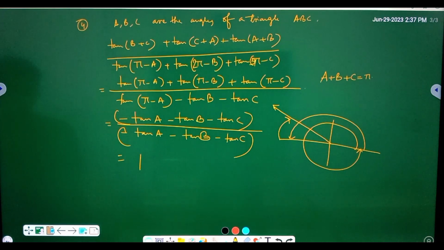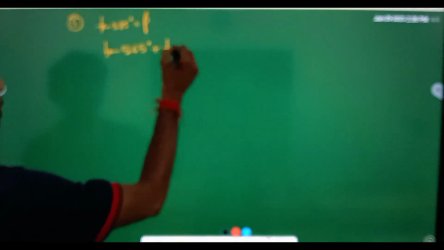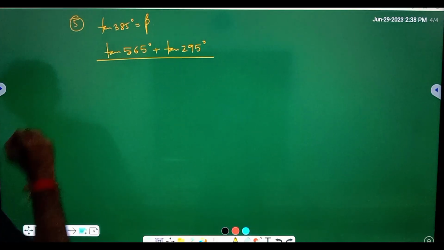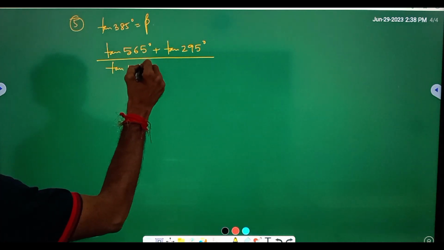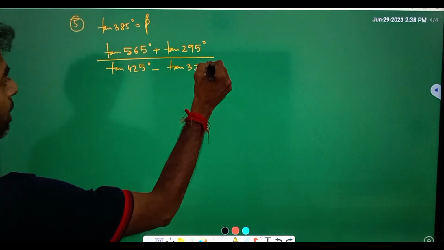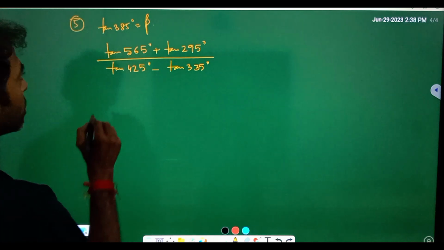Okay, now I am going to proceed with our fifth problem. The fifth problem is: if tan 385 degree equals p, then show that (tan 565 degree plus tan 295 degree) divided by (tan 425 degree minus tan 335 degree) is equal to (p square minus 1) by (p square plus 1).